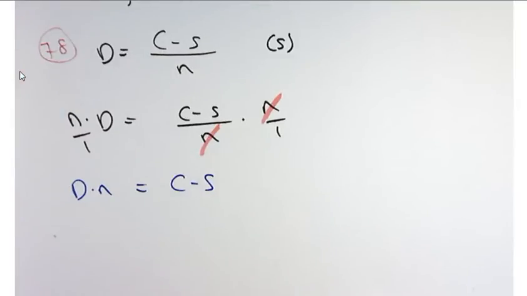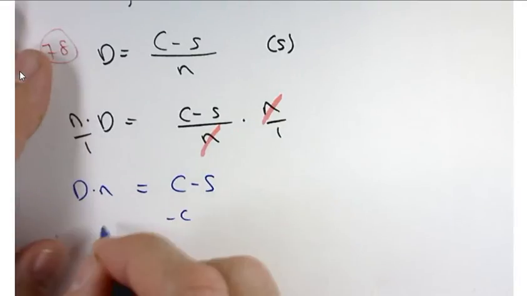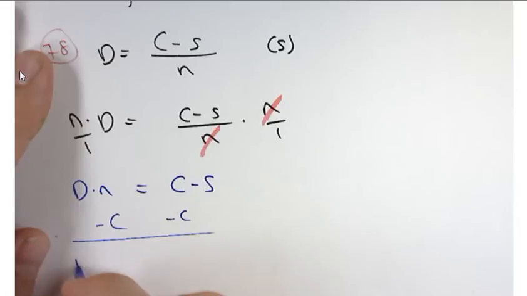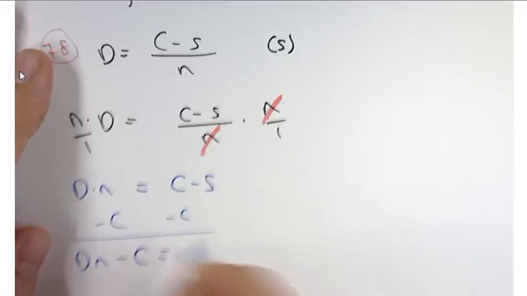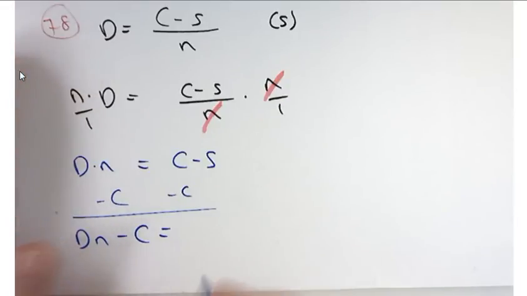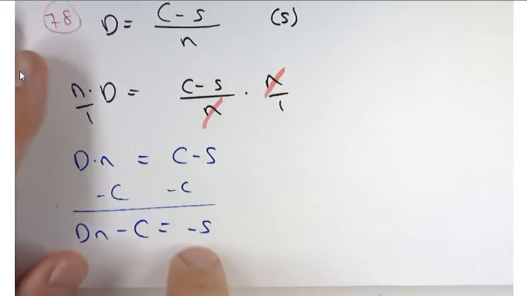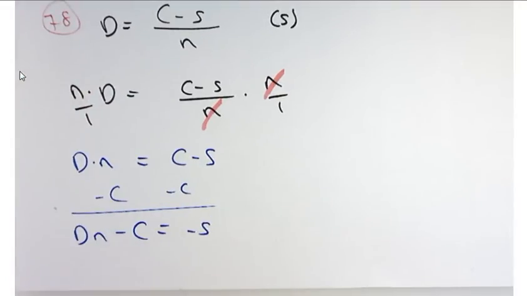All right, a couple more steps to finish solving this one. Tomer? Move the c to the other side. All right, so I'll subtract c from both sides. dn minus c equals what? Negative s. Am I all done? Can I just call it quits here? No. Can't. I got to get rid of the negative. So how can I get rid of the negative?